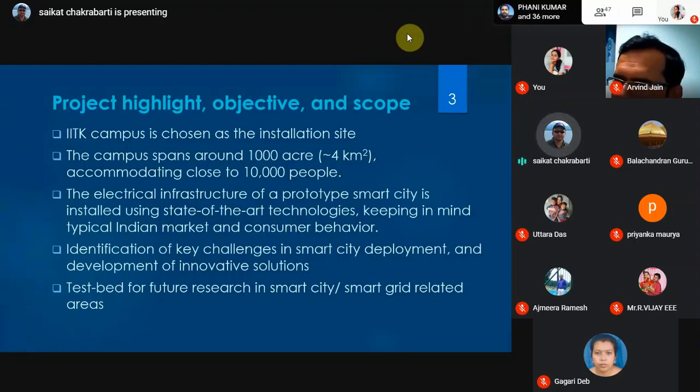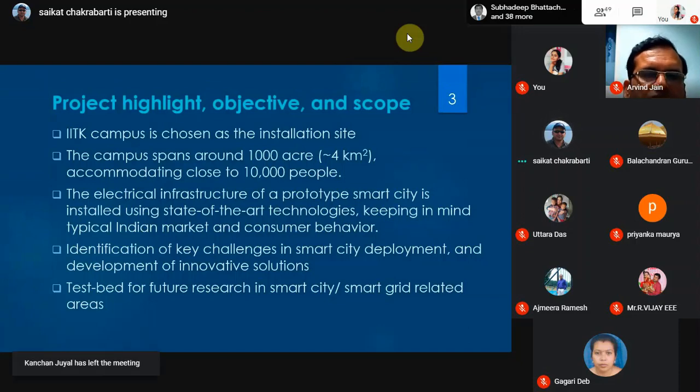And the objective was to identify the challenges in setting up a smart city prototype, especially in the Indian context. Why Indian context? Because there are certain technologies which are available in India or which can work only in the Indian environment. For example, if you straight away buy an inverter from maybe Europe or North America, where the weather is much better, or pollution is much less, that may not work in Indian environment. So those situations we have to keep in mind.